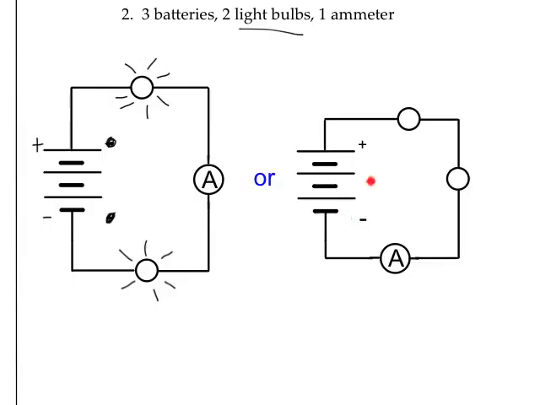So again, only batteries go on the left. All the corners are right angles. You do not draw anything else in the corners. And then the order of everything else doesn't matter, and it can go on any side. So I could have put all 3 of my elements, 2 light bulbs and an ammeter, all in the same line. You don't have to spread them out, but it does look a little bit cleaner if you do.